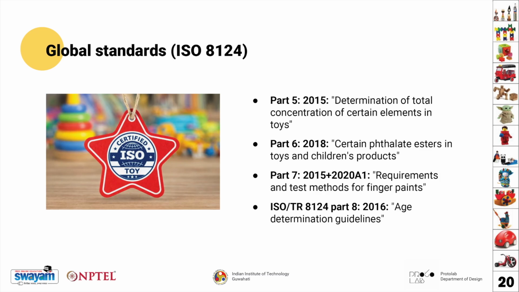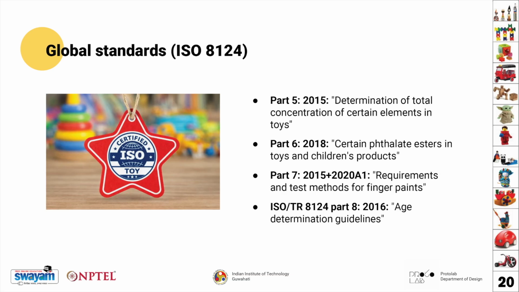Part 7 is requirements and test methods for finger paints. Because of the tactile nature of finger paints and the fact that these substances will inevitably find their way to children's bodies through the mouth, the eyes, and the skin, this section focuses on the use of safe ingredients and limitations on impurities that may be found in these ingredients.